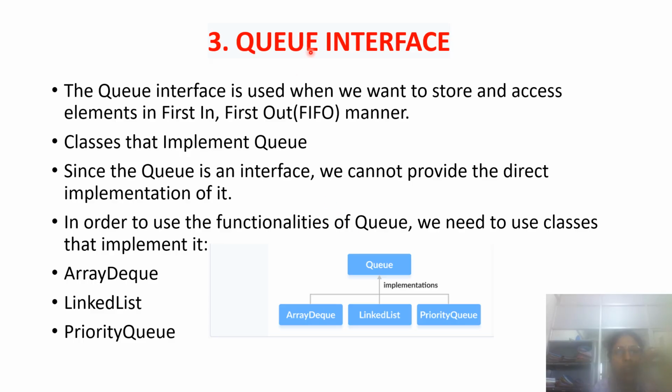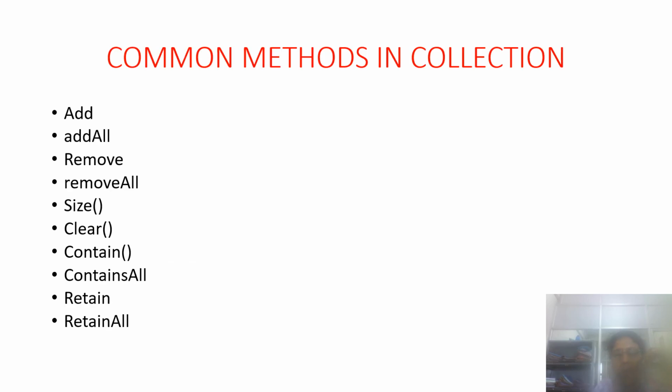Then the Queue interface. The Queue interface is used when we want to store and access elements in a first in, first out manner. So the principle of the Queue interface is FIFO. Since Queue is an interface, we cannot provide a direct implementation of it. In order to use the functionalities of Queue, we need to use classes that implement it. The classes that implement it are ArrayDeque, LinkedList and PriorityQueue.